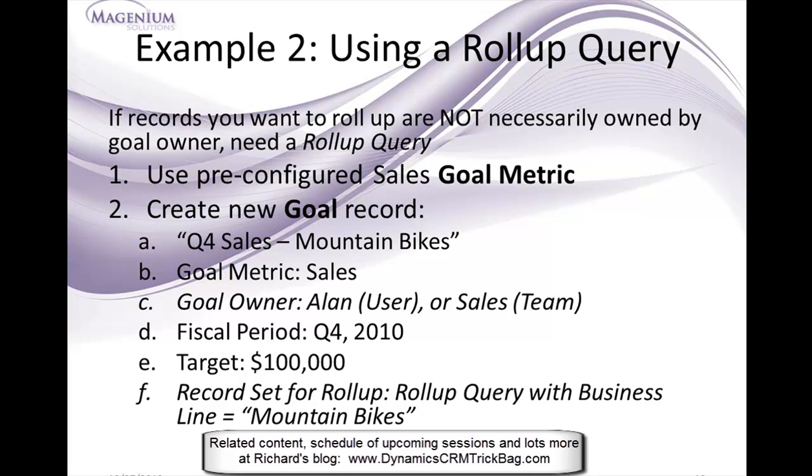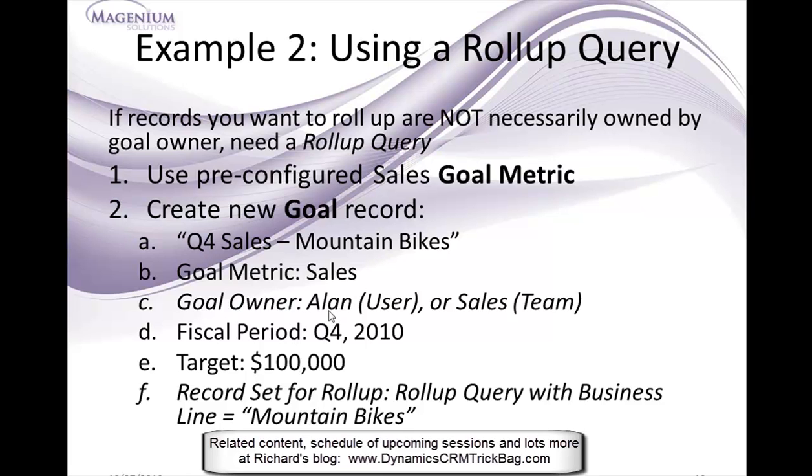But here what we're going to do is create a new goal record. Some similar characteristics, only this isn't for a person's sales. This is maybe for a product line or a business line. So let's say Q4 sales for mountain bikes. I'll use the AdventureWorks sample database to show this. Goal metric of sales still.